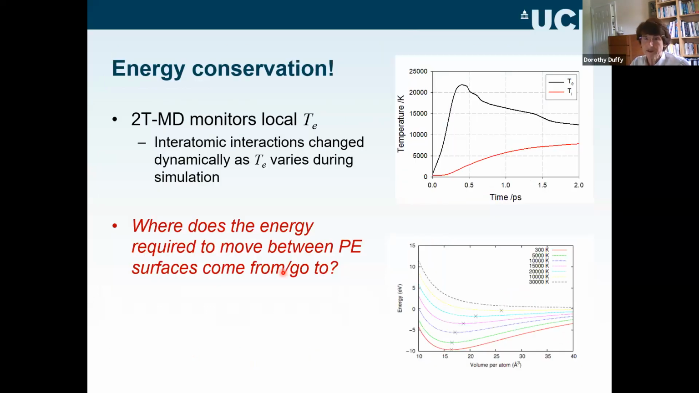But we tried this with a big outstanding issue, and that was energy conservation. They didn't conserve energy, and actually that isn't very surprising, because if you run a typical two-temperature MD simulation, the lattice temperature and the electronic temperature change continuously throughout the simulation. That means you're continually moving between these potential energy surfaces. So this energy has to come from somewhere or go somewhere in the simulation, and that wasn't being captured by our model.